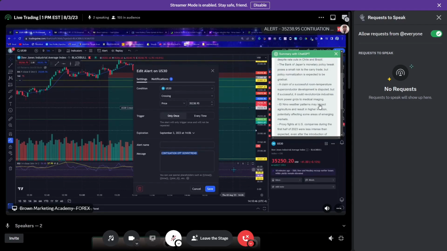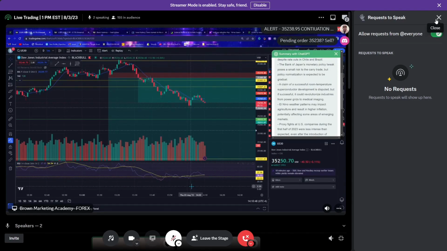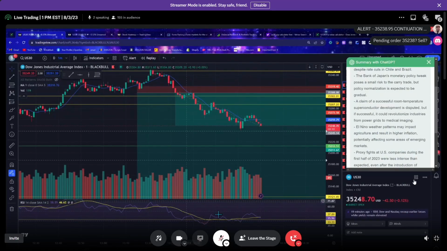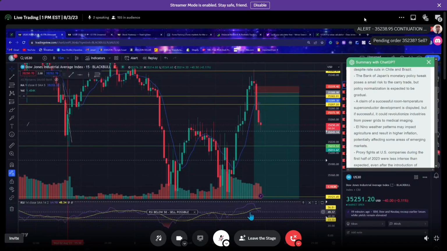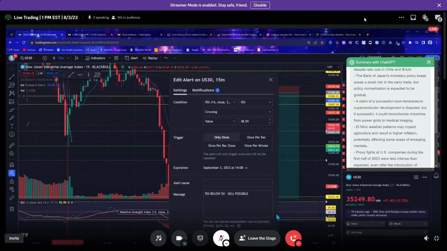Now you need another alert on the RSI on the 15-minute. Alert number 2 is we want it at around 48. That's right below the 50. 48.59 is where I have it.